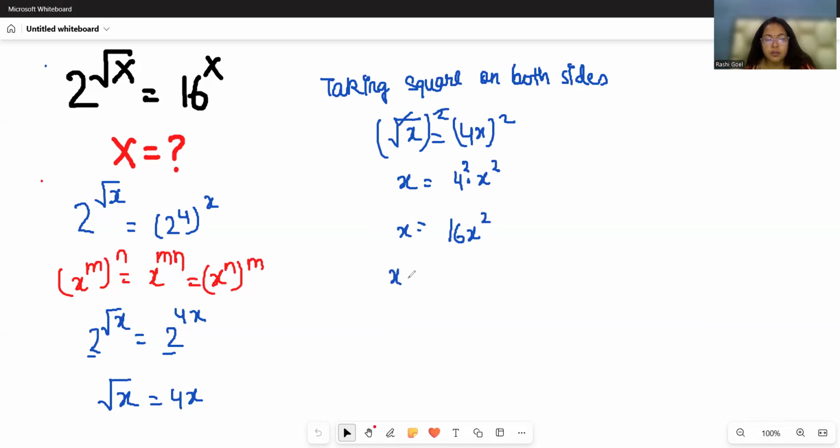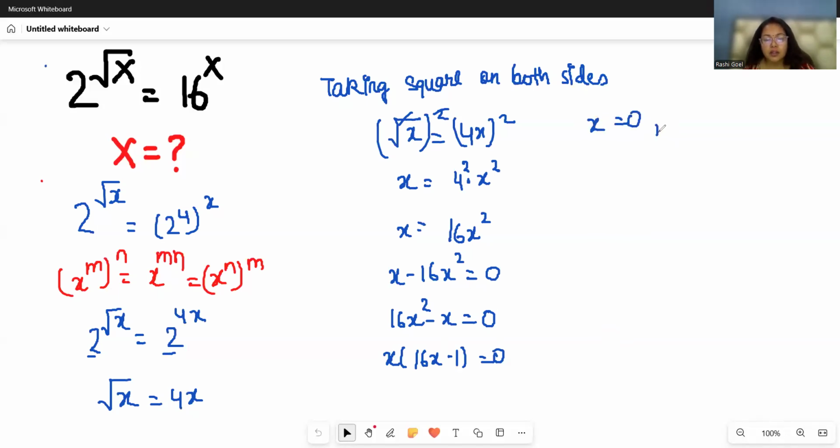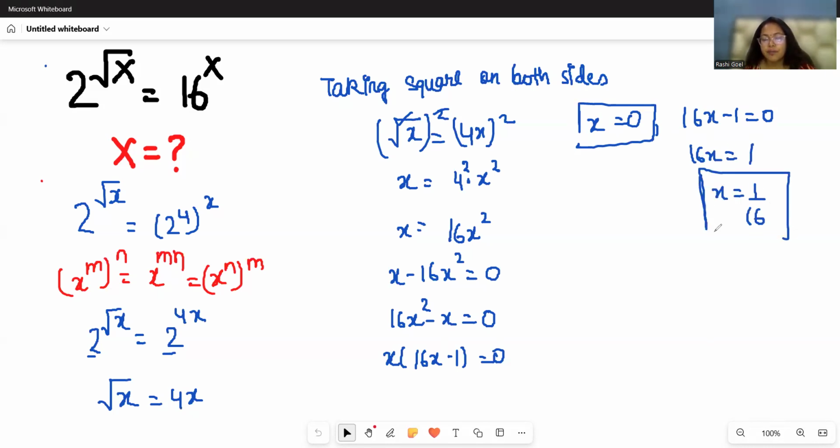Now take all the terms together. So x minus 16x square equals 0, or we can write it as 16x square minus x equals 0. Now if I take x as common, so x(16x minus 1) equals 0. So first, x equals 0, and second, 16x minus 1 equals 0. So here x is equal to 0, and here 16x equals 1, x equals 1 by 16. So these are the two values of x.